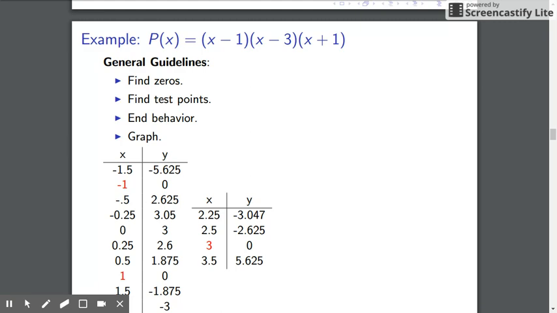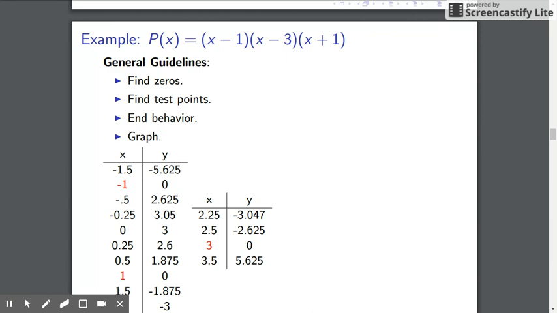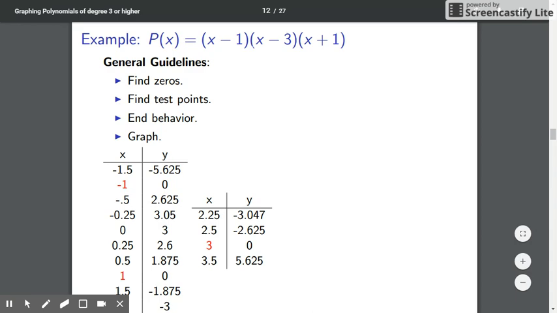So the parent function was very useful. But what if I don't see any parent function? For example, this one. I don't see any parent function. What are the general guidelines for this situation? First, find the zeros of the function. So how do I find the zeros of the function? I set each factor equal to 0. That also gives me the x-intercepts of the graph.